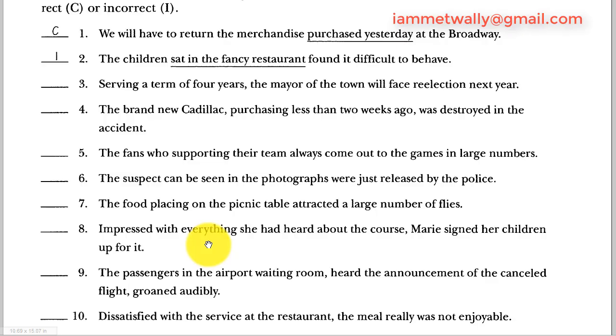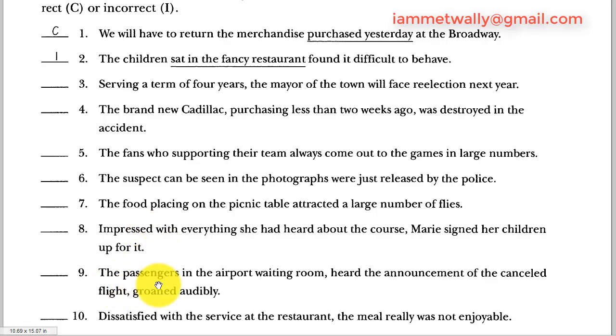8. Impressed with everything she had heard about the course, Mary signed her children up for it. So as I can see from the comma here, I have a reduced moved adjective clause. Mary signed her children up for it. This is the original sentence. So this sentence was like this: Mary, who was impressed with everything she had heard about the course, signed her children up for it. So this is the adjective clause, and it's reduced and it's put at the beginning and everything is going well. So sentence 8 is correct.